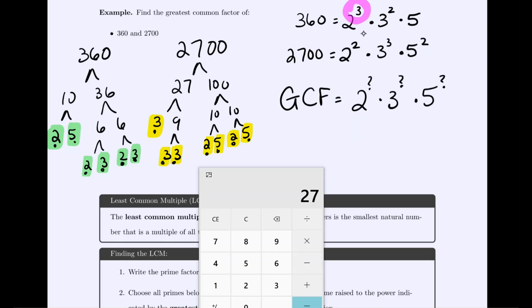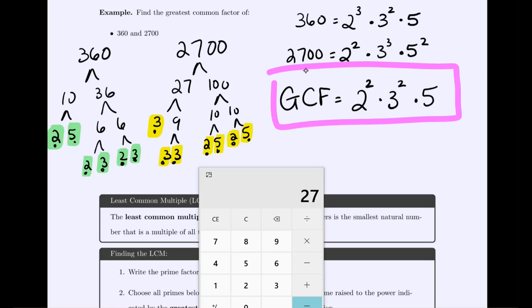So we've got a 2 to the third, and we have a 2 to the second. The least of those is the square, so this becomes 2 squared. For the 3, we've got a 3 squared and a 3 cubed. The least of those is the square, so the 3 also becomes squared. And for the 5, we've got the implied 1 and the exponent of 2. So the least exponent is just to the first power, the implied 1.